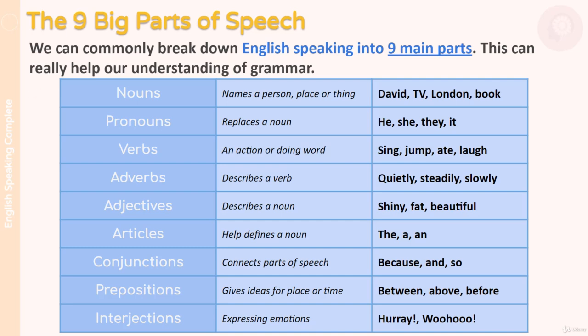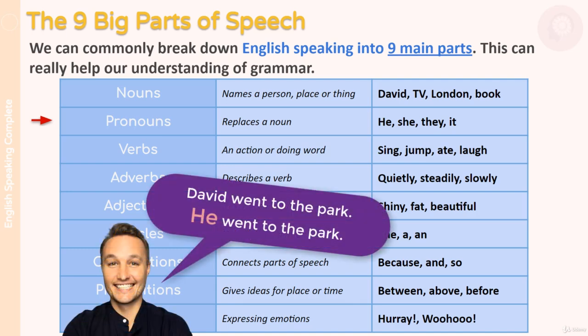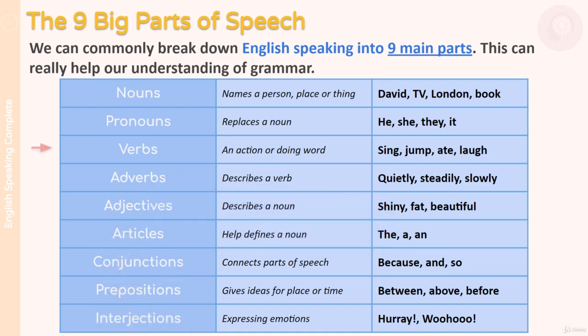Pronouns are similar to nouns, but they actually just replace them in our speaking as well as writing too. And that is, for example, he, she, they, it. That isn't an exhaustive list, which in other words means that's not all the pronouns listed, just a few examples there. Really importantly, we also have verbs, which of course is an action or a doing word.